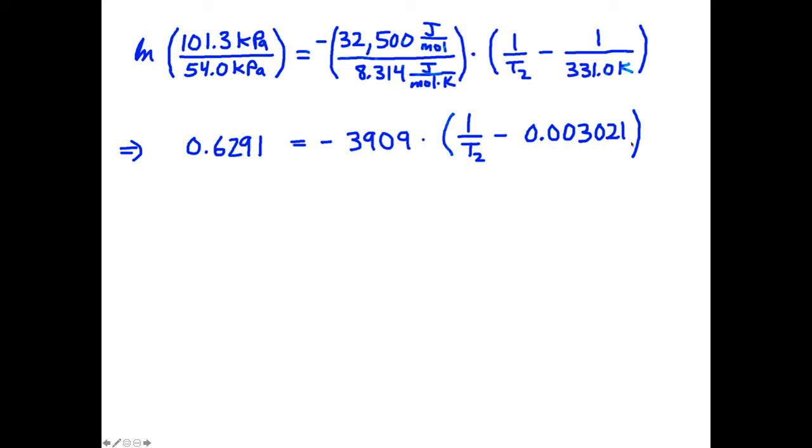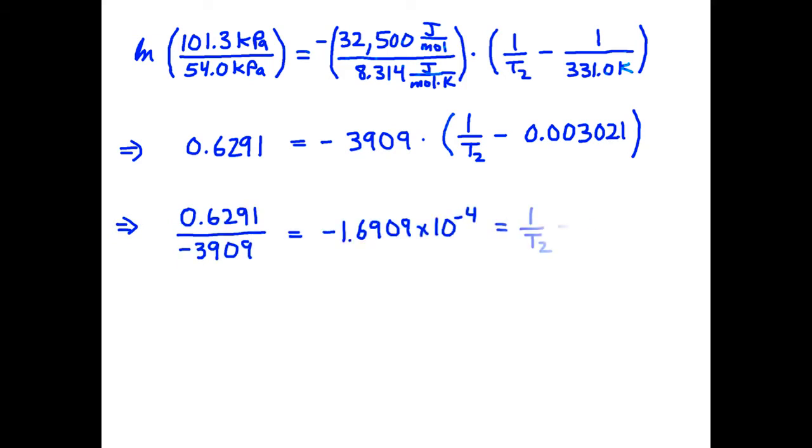Be a little careful with sig figs. I'm just carrying at least 4 sig figs throughout to make sure we don't have any errors due to rounding off too much at intermediate steps. And now again, we're trying to get T2 by itself. So you're going to want to divide both sides by negative 3,909 to get rid of that. And 0.6291 divided by negative 3,909 is negative 1.6909 times 10 to the minus 4th. And then that is equal to this stuff here, 1 over T2 minus 0.003021.